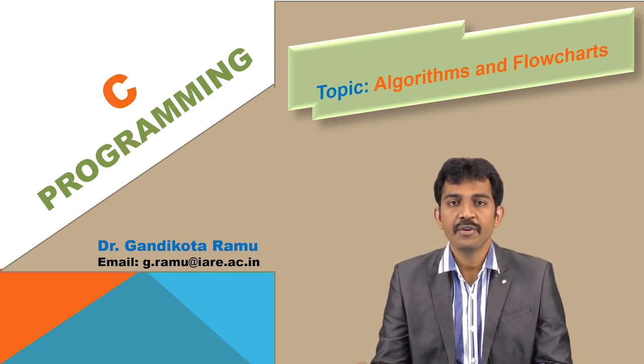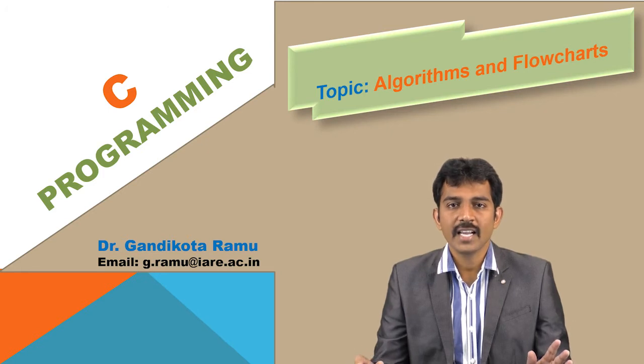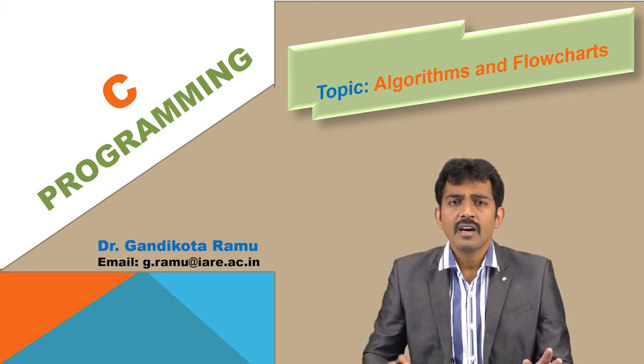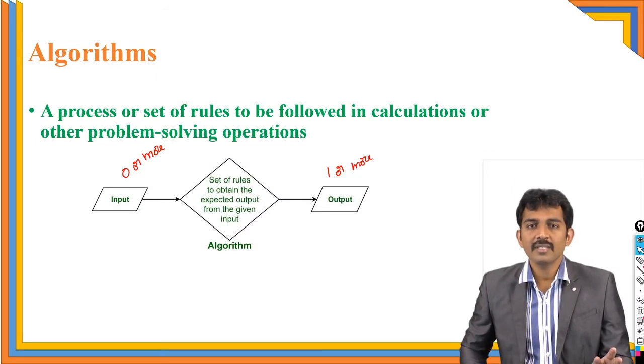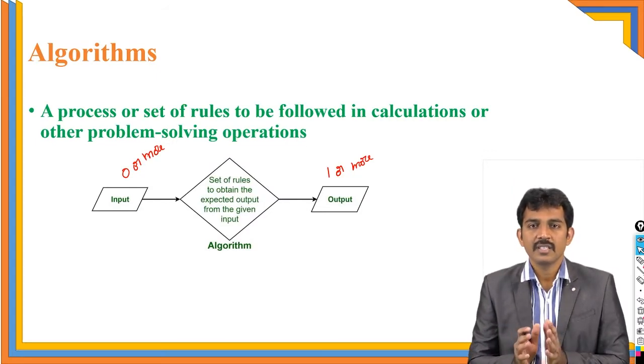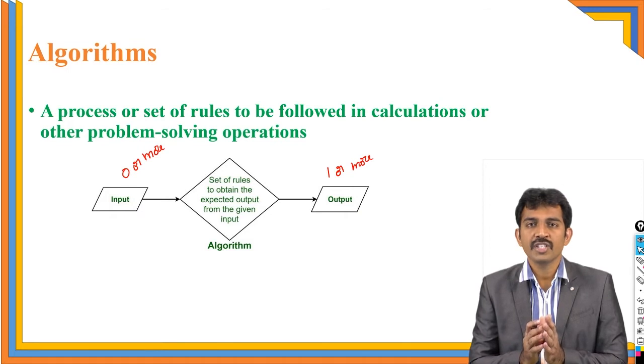In today's class, we are going to discuss what an algorithm is and how a flowchart will work. Here, an algorithm is a set of steps. If you observe the definition, an algorithm is a process or a set of rules to be followed in a calculation or other problem-solving operations. Simple.